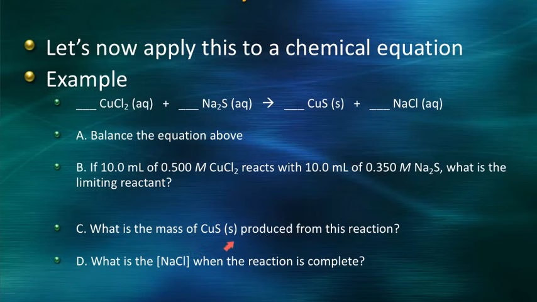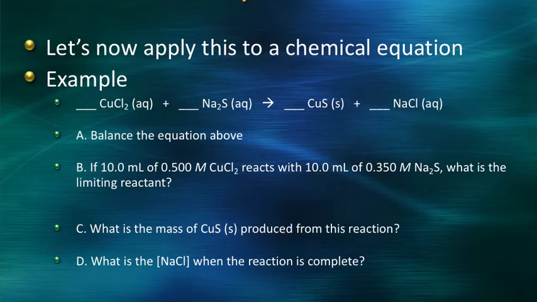C says, what is the mass of CuS produced from this reaction? And so when we're solving B, we're actually going to basically solve C at the same time, as how much copper 2 sulfide am I making when I do this, right? Because this is going to dictate how much we can make. Like before, we could only make 5 brownie mixes. How much CuS can we make, okay, in grams?